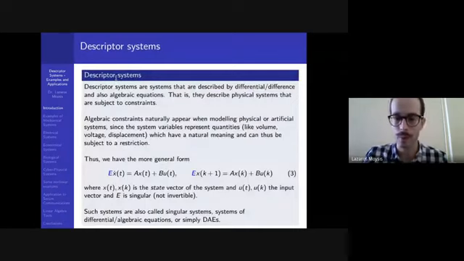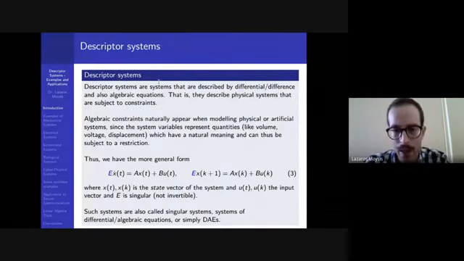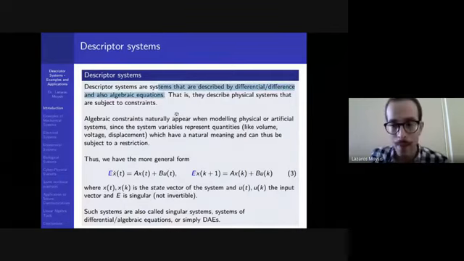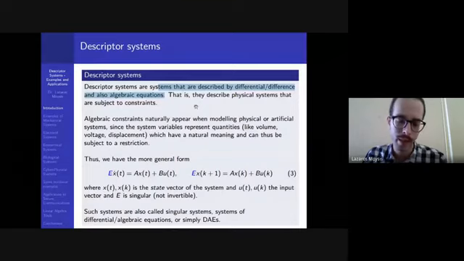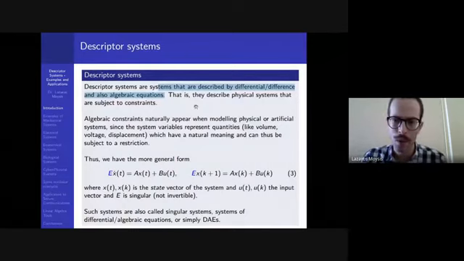So what are descriptor systems? Descriptor systems are actually an extension of state space systems. What differs here from before is that we have differential equations, or difference equations in discrete time, but also some algebraic equations. And why does that happen? This happens when we have systems that also have some sort of constraint. So descriptor systems generally appear in systems that have constraints.